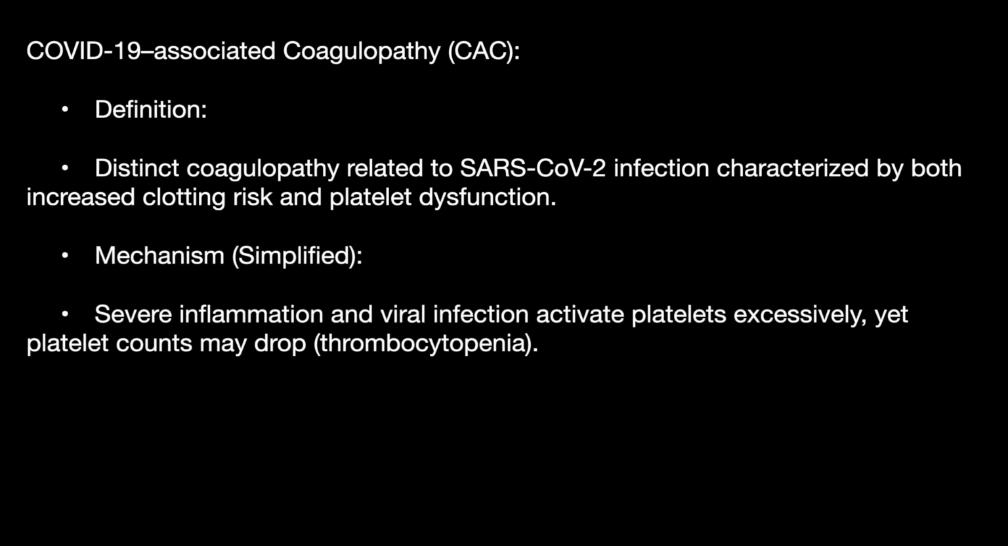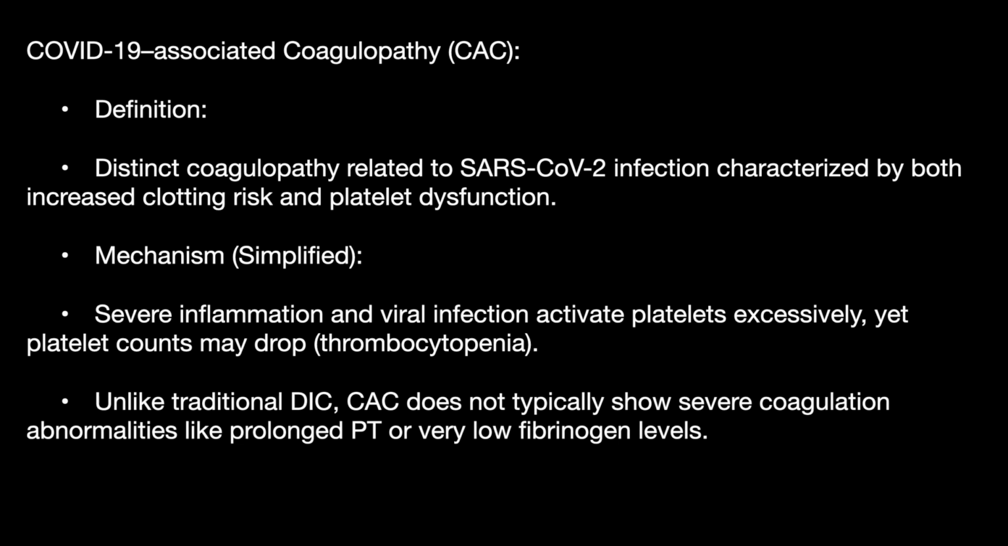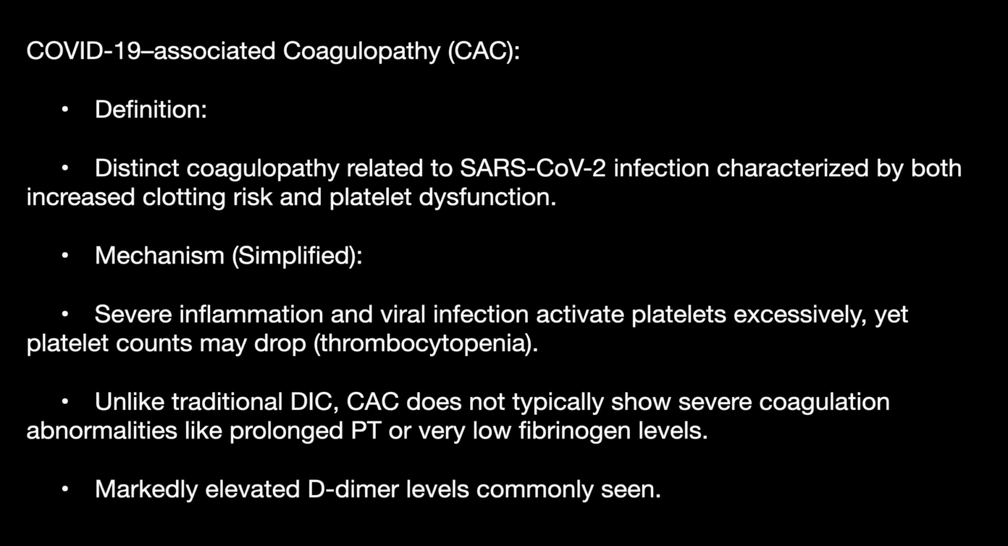The severe inflammation and viral infection activates the platelets excessively, yet the platelet counts may drop. Unlike traditional DIC, COVID-19 doesn't typically show severe coagulation abnormalities. That is, you don't really have coagulation problems like prolonged PTs and low fibrinogens. There is markedly elevated D-dimer levels though.